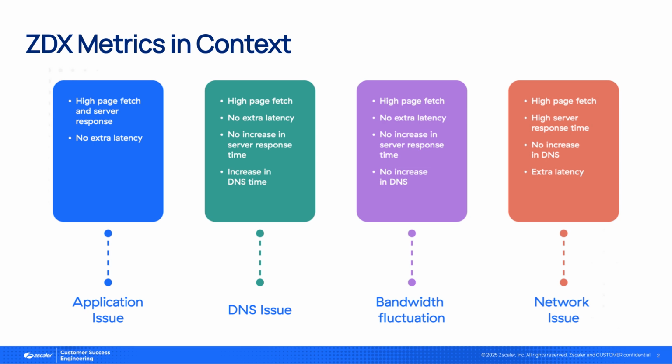Finally, if we have high page fetch time, high server response time, no increase in DNS time, and extra latency, then we are seeing a network issue. By analyzing our single page fetch time metric within the context of these other metrics, we're able to accurately identify the root cause of these issues and derive actionable insights from the platform.